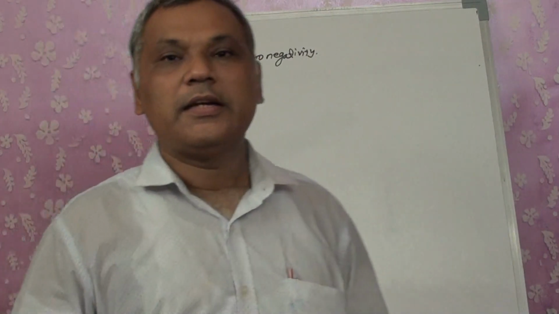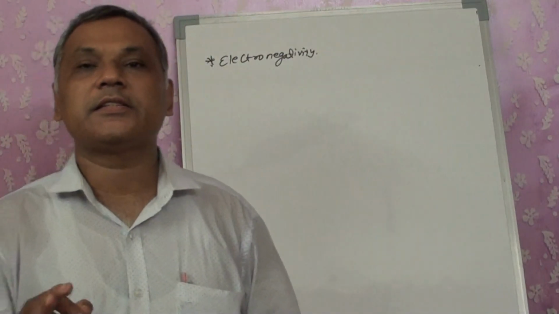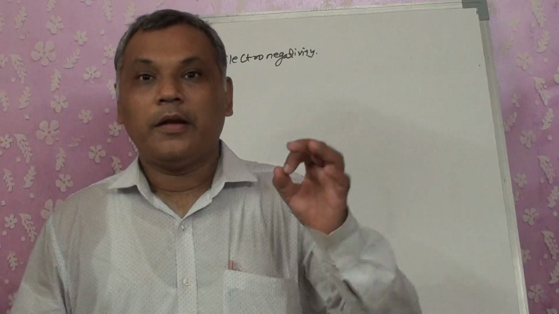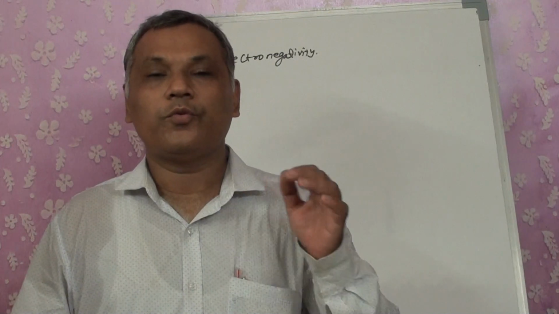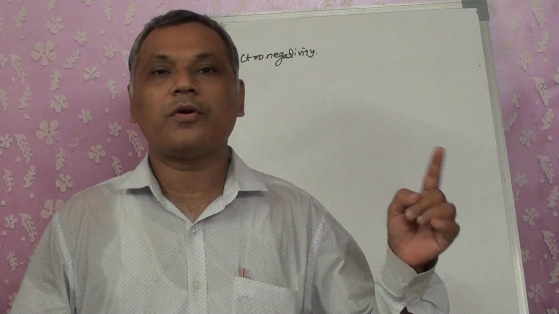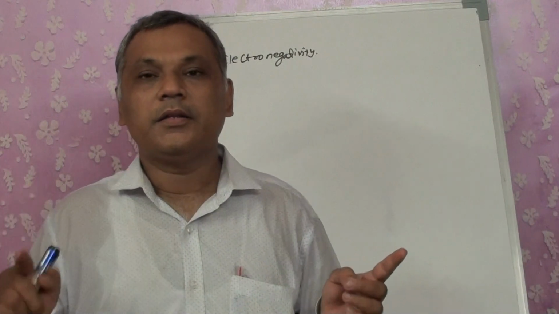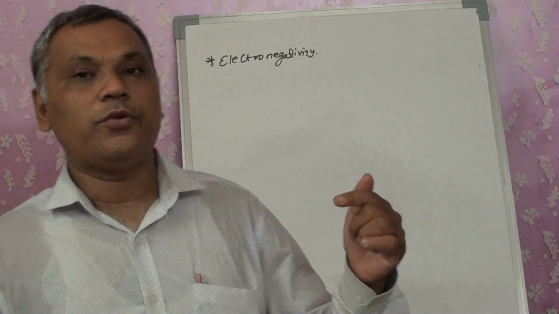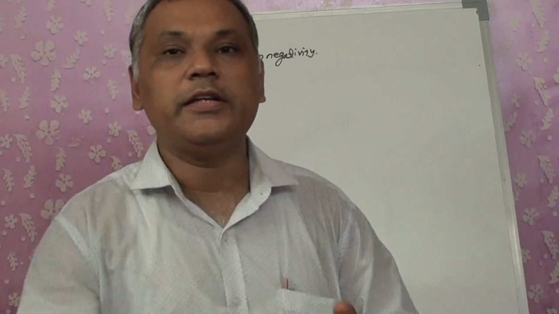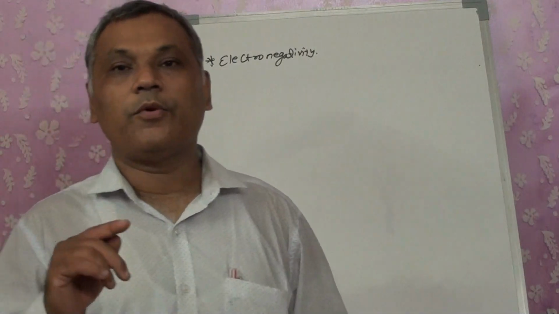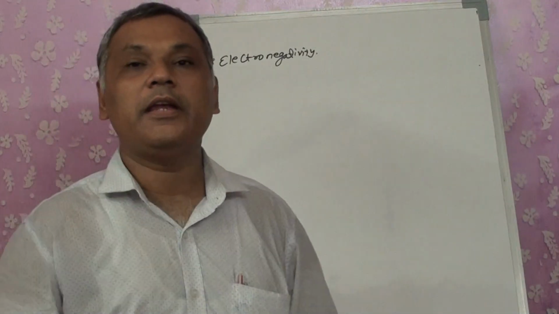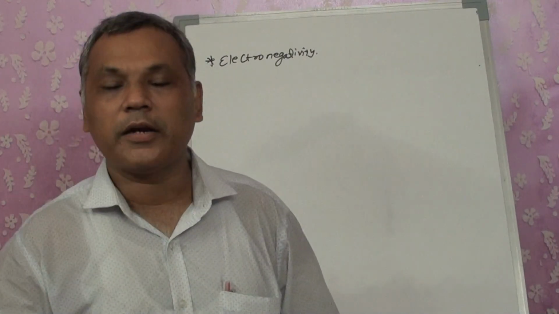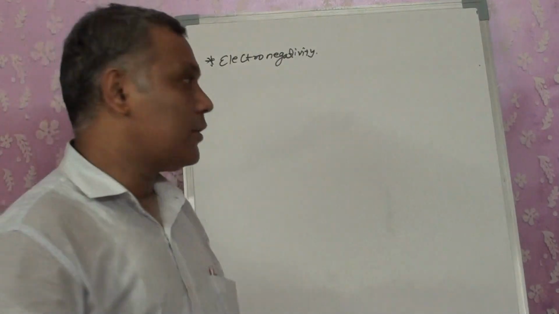Before going to the trend, what is electronegativity? Electronegativity is defined as the tendency of a neutral gaseous atom to gain an electron and become negatively charged. Right? Now, remember, in the previous lecture we discussed electron gain enthalpy, and this is electronegativity. What is the difference between these two? Electron gain enthalpy is the amount of energy released by gaining an electron. Here we are saying electronegativity means only the tendency to gain an electron. We are not discussing the energy.